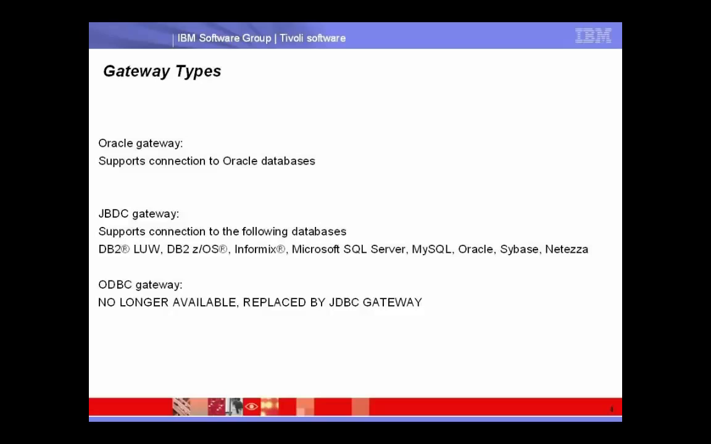Okay, the gateway types. The Oracle gateway supports a connection to the Oracle databases. Your JDBC gateway, which is the latest and greatest, supports connections to the following databases: DB2 LUW, DB2 z/OS, Informix, Microsoft SQL Server, MySQL, Oracle, Sybase, and Netezza. And the ODBC gateway is no longer available and has been replaced by the JDBC gateway.